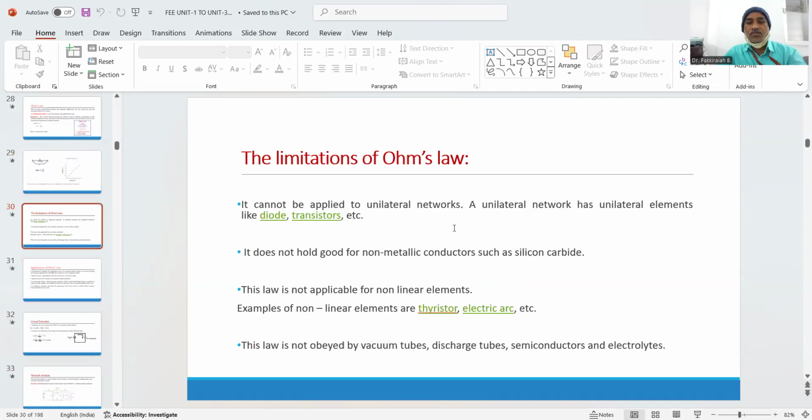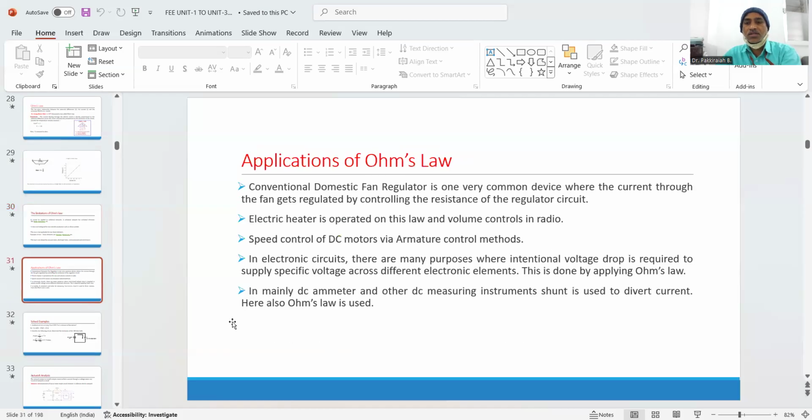Some of the limitations of Ohm's law: it cannot be applied to unilateral circuits, and it does not hold good for non-metallic conductors such as silicon carbide. And this law is not applicable for nonlinear elements. And this law is not obeyed by vacuum tubes, discharge tubes, semiconductors, and electrolytes.